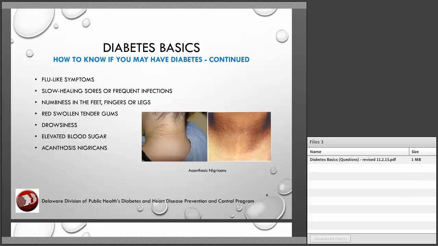and you might experience something called acanthosis nigricans, which is a darkening and thickening of the skin, particularly wherever skin touches skin. So the back of the neck, under the chin is an easy place to spot that.